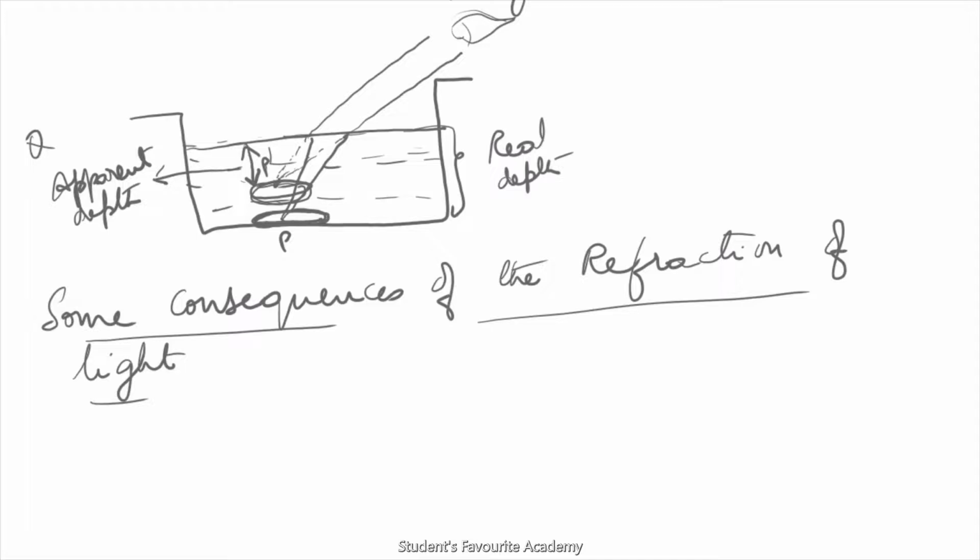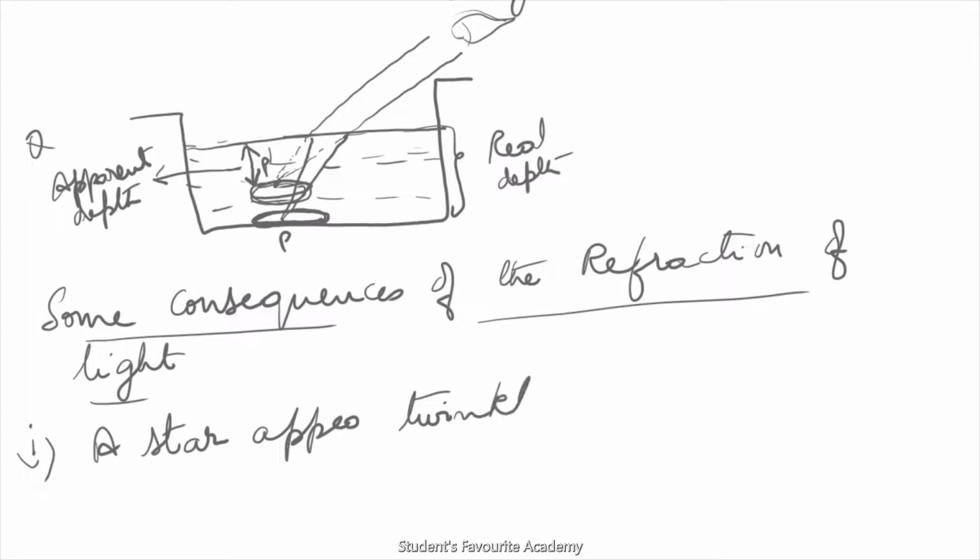Now, in our daily life, we come across many phenomena which are caused by the refraction of light. Now, one of them is that a star appears twinkling in the sky. So, this is again because of the change in the refractive index of air with temperature.